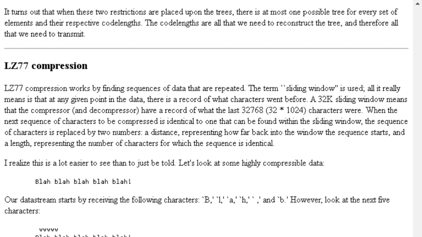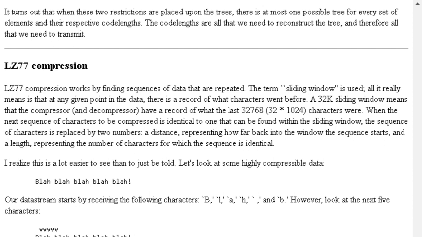All it really means is that at any given point in the data, there is a record of what characters went before. A 32K sliding window means that the compressor and decompressor have a record of what the last 32,768 (32 multiplied by 1024) characters were. When the next sequence of characters to be compressed is identical to one that can be found within the sliding window, the sequence of characters is replaced by two numbers: a distance representing how far back into the window the sequence starts, and a length representing the number of characters for which the sequence is identical.